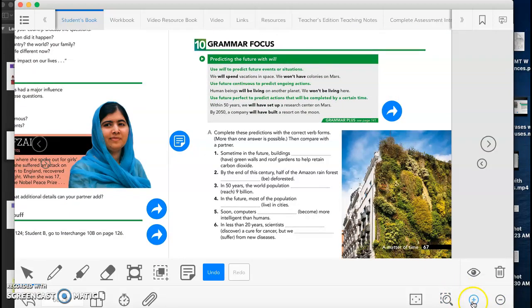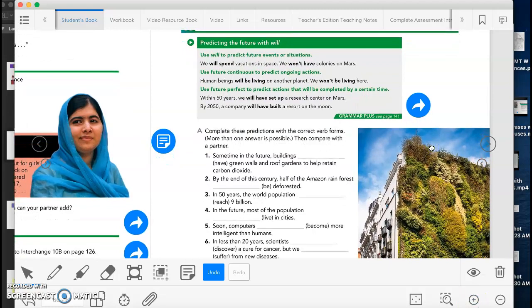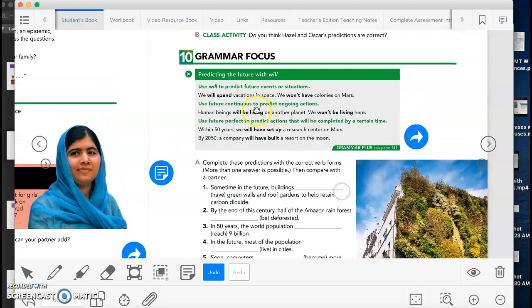Now you guys are going to complete this exercise with the correct form of the verbs. As you can see here, more than one answer is possible. You're going to complete it with the correct form of the verbs that are in parentheses. Sometime in the future, building, so you complete it. Basically, you will use either future continuous or just will, or the future perfect.